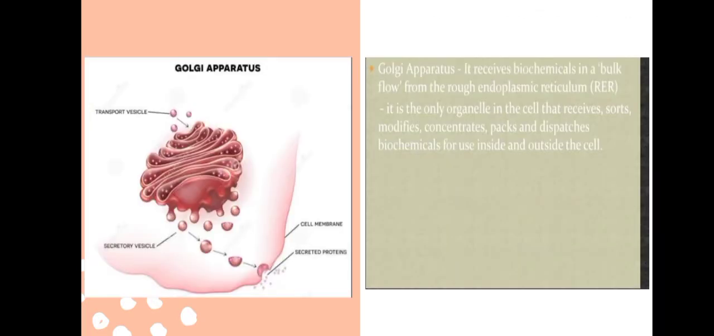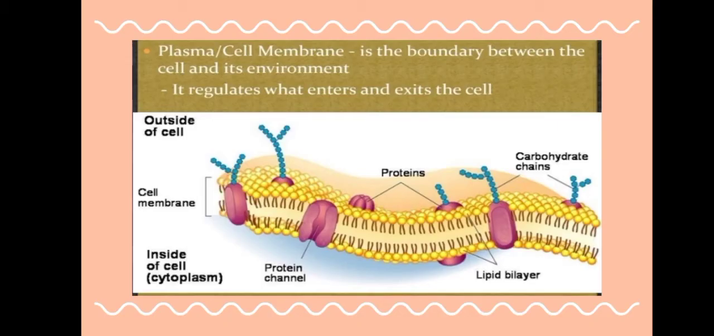It also has a detoxification function. And next is the Golgi apparatus. It receives biochemicals in a bulk flow from the rough endoplasmic reticulum. Also, this is the only organelle in the cell that receives, sorts, modifies, concentrates, packs and dispatches biochemicals for use inside and outside the cell. Next is plasma or cell membrane. This is the boundary between the cell and its environment. Also, it regulates what enters and exits the cell.